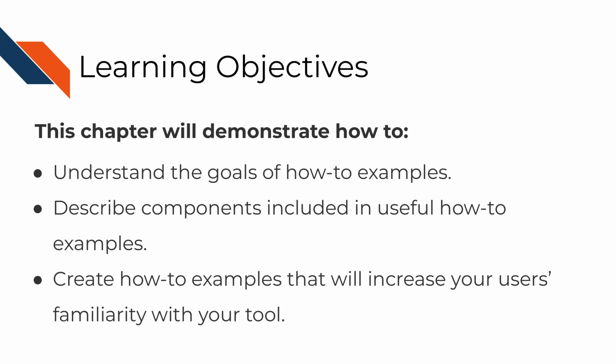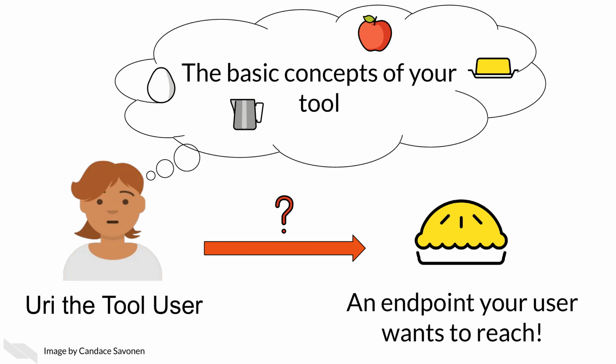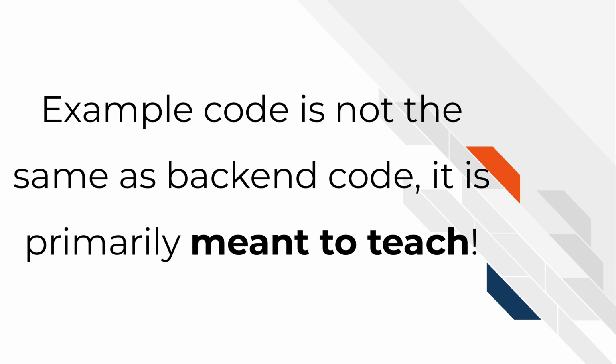This chapter will demonstrate how to understand the goals of how-to examples. Describe components included in useful how-to examples. Create how-to examples that will increase your user's familiarity with your tool. Uri, the tool user, has a thought bubble with the basic concepts of the tool, which are represented as various food ingredients: an apple, butter, milk, eggs. Uri has a question mark about how to create an endpoint that is represented here as a pie. Example code is not the same as backend code. It is primarily meant to teach.